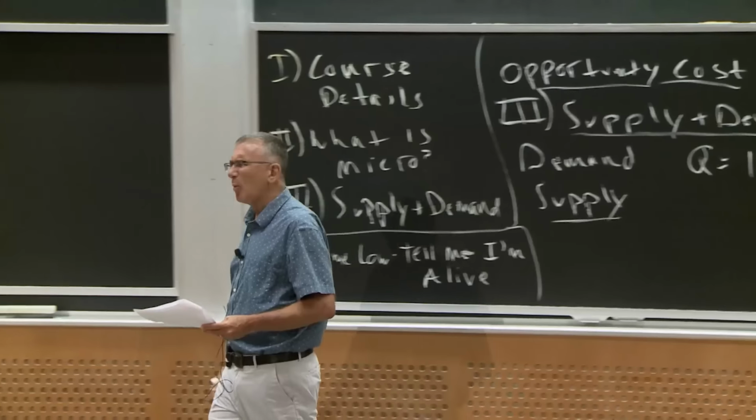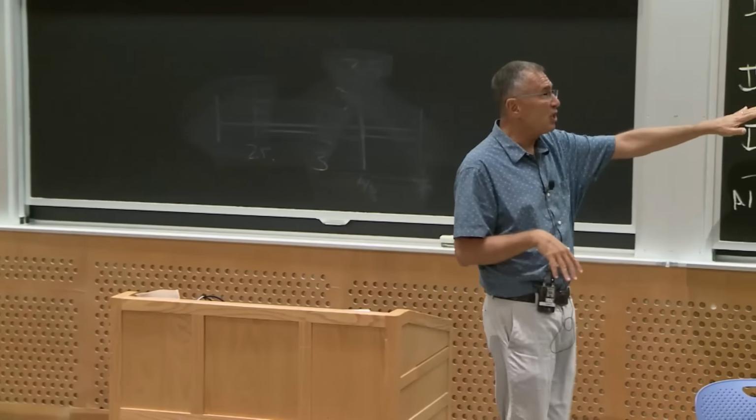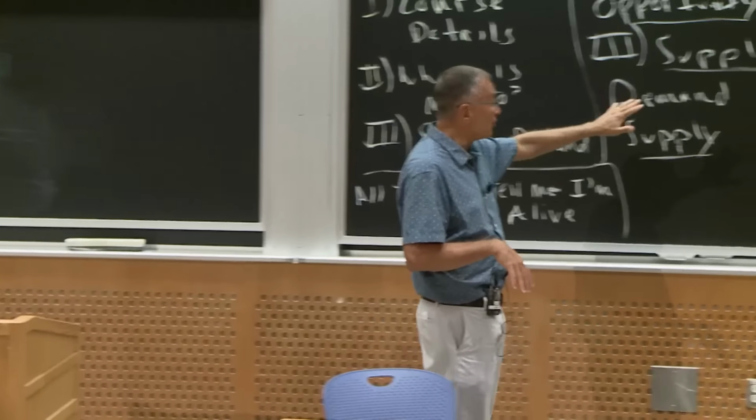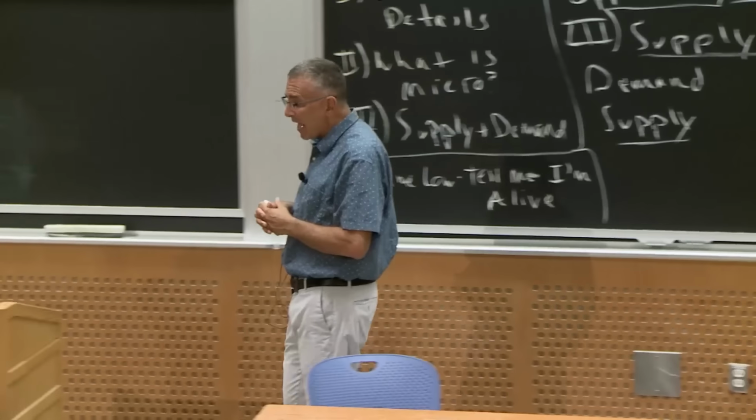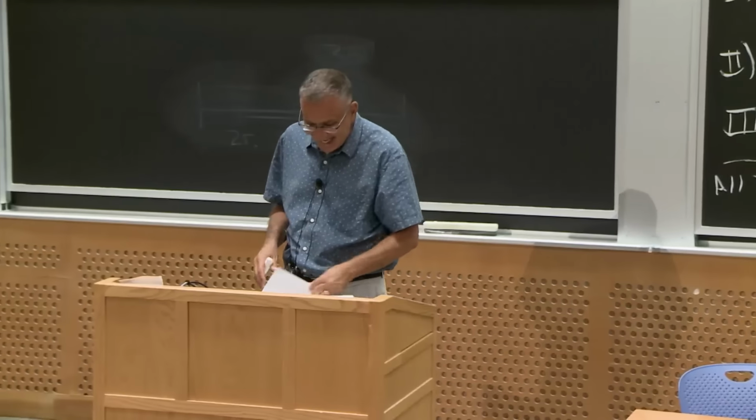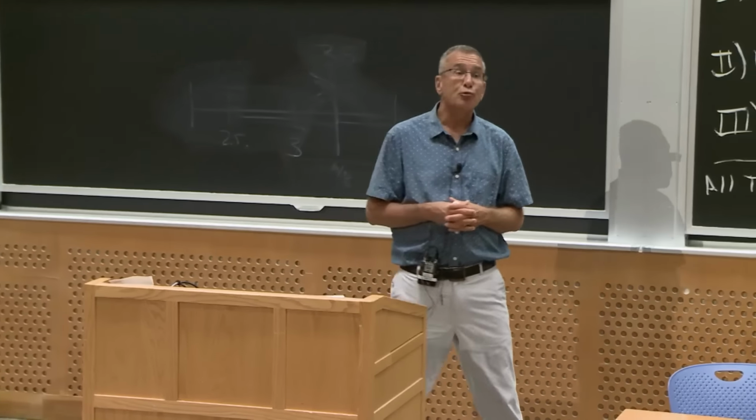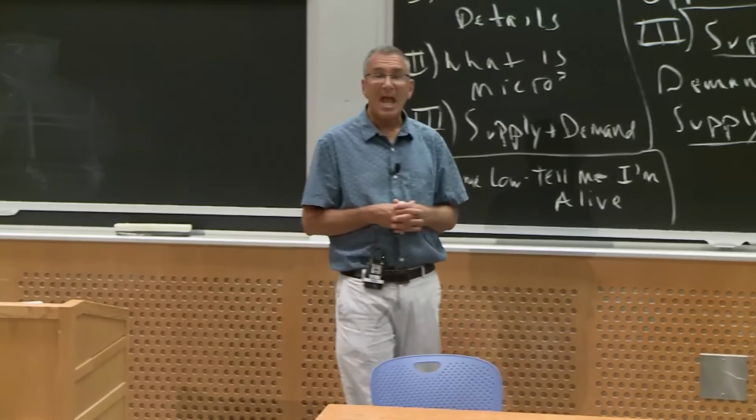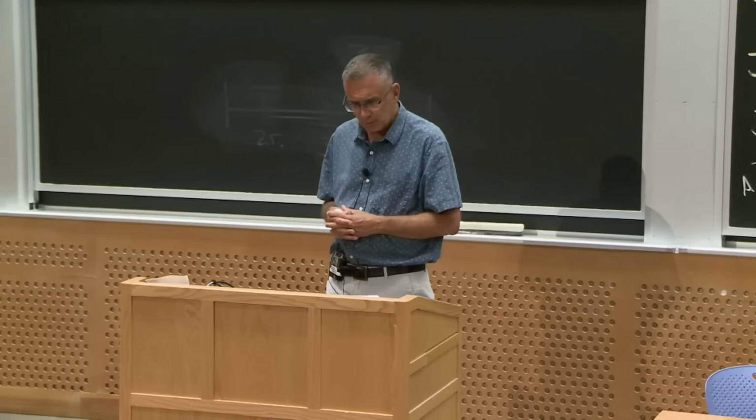Okay, now you immediately say, well, where's 1800 and 400 come from? It doesn't matter right now. That's what we're going to teach you in the next few lectures. Right now, that's an equation that represents a line. And the critical aspect of that equation is that there's a negative relationship between price and quantity. As price goes up, consumers want fewer roses.